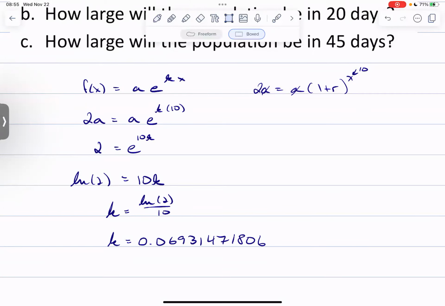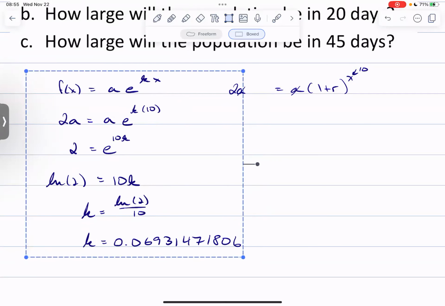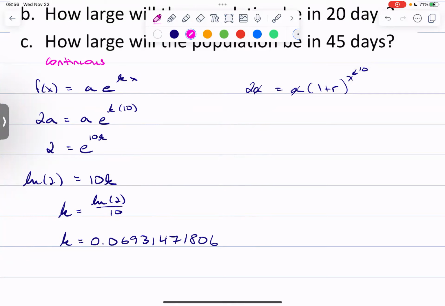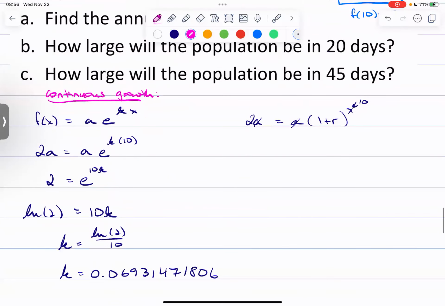Maybe we'll do both. Scoot this over. I'll say this is for continuous growth. And this is for just, I don't know, regular growth. What's the word I'm looking for? Just an exponential function. I don't know.